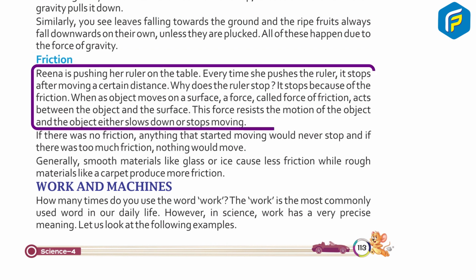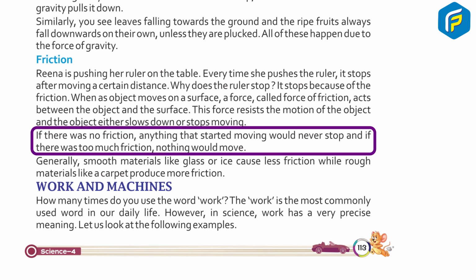Friction. Reena is pushing her ruler on the table. Every time she pushes the ruler, it stops after moving a certain distance. Why does the ruler stop? It stops because of the friction. When an object moves on a surface, a force called force of friction acts between the object and the surface. This force resists the motion of the object, and the object either slows down or stops moving.